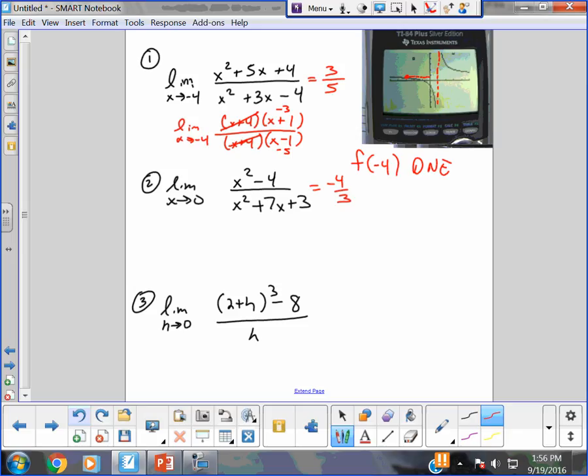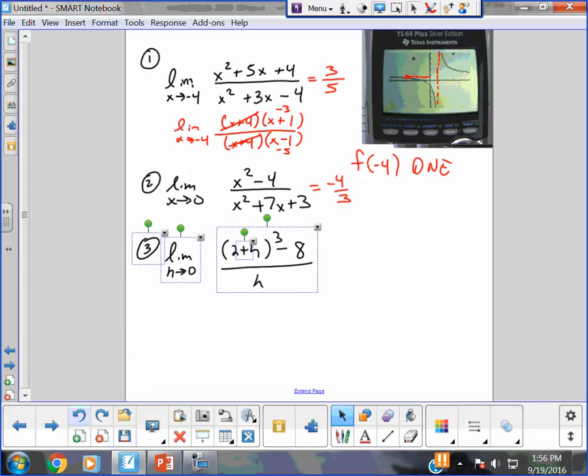The only place that you'd be worried about this is where this equals 0. I don't know where it equals 0. It's some weird radical, I think. Point is, I don't care. The answer is -4/3. Now, on number 3, the denominator is 0, right? So, can't factor. So let's expand.